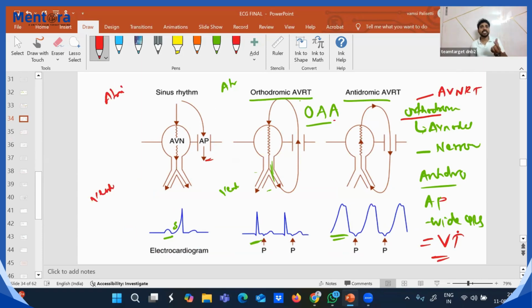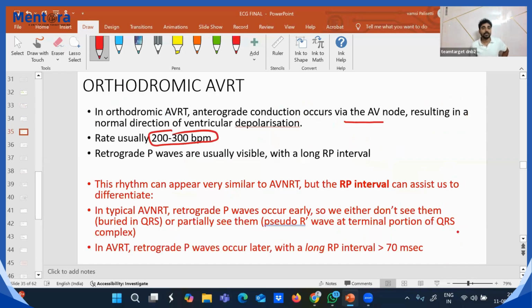Right? So here you may also see the P waves after the QRS complex. Because the QRS complex is already depolarized through the AV node, the P waves can be seen since it is a fast pathway. So immediately after the QRS complex, you will see the P wave. That's what they mentioned here. So retrograde P waves are usually visible with a long RP.